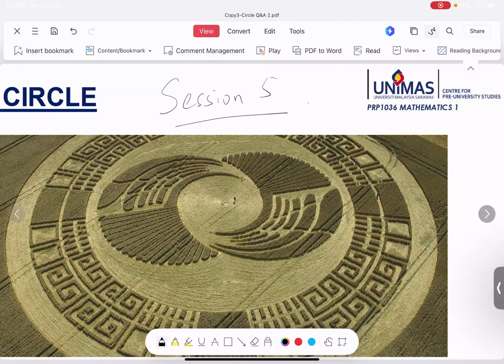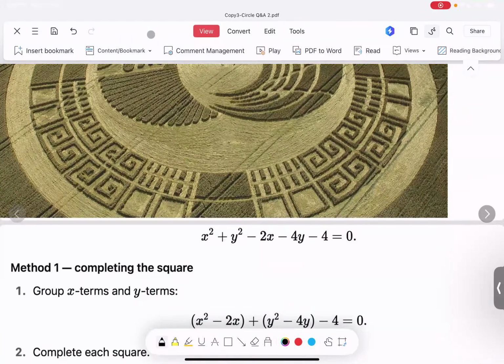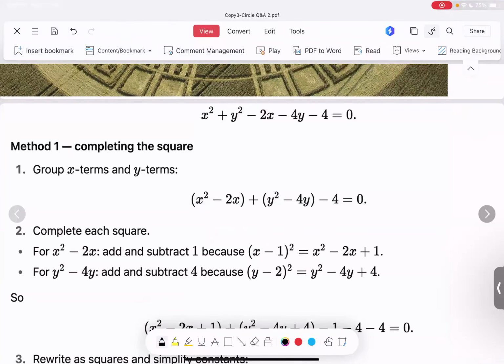Let's start with a bit of revision on how to do completing the square for this type of question. By looking at this question, you can see x squared plus y squared minus 2x minus 4y minus 4 is equal to 0. So how to change this general form into a standard form? We have two methods actually. So let me recall back.